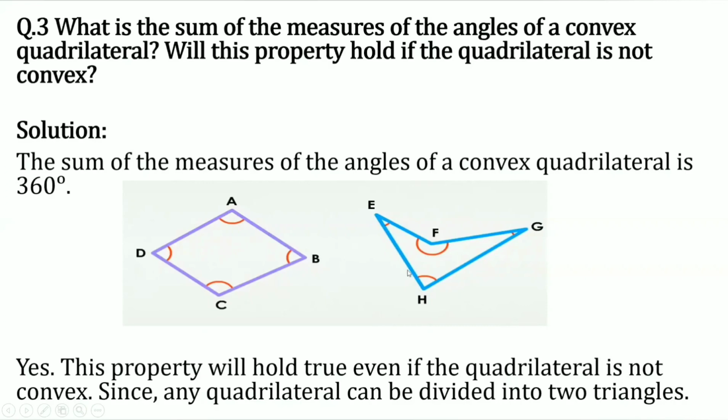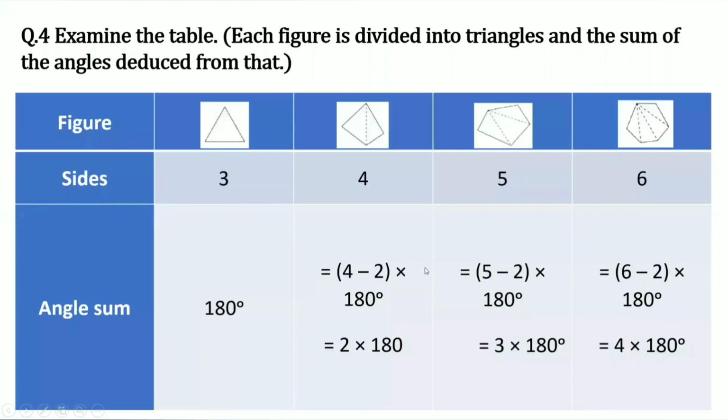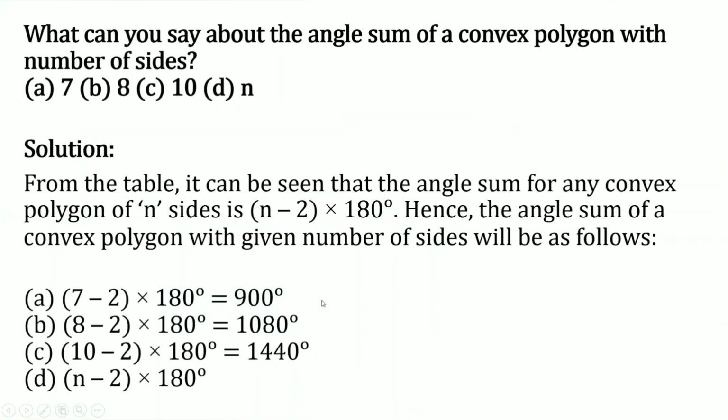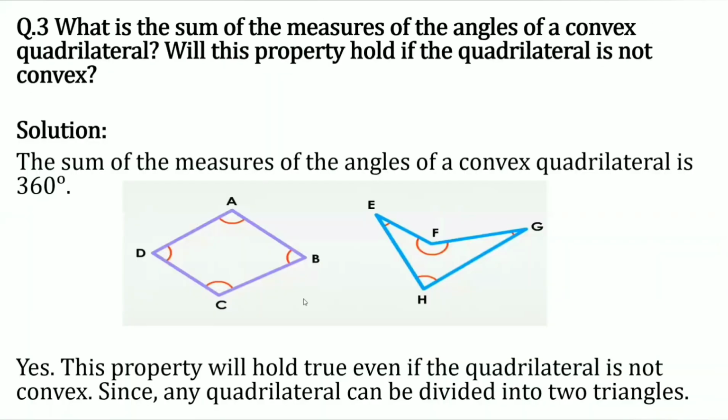Let's see about the concave one. Here, this quadrilateral is a concave one. If you divide this quadrilateral into two parts from F to H, then also you can see you can divide it into two triangles. So in case of a concave quadrilateral also, the sum will be 360 degrees.